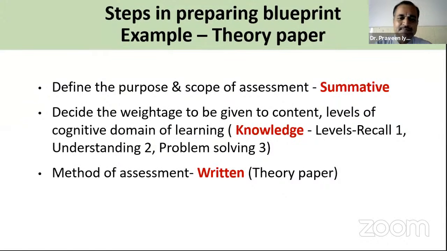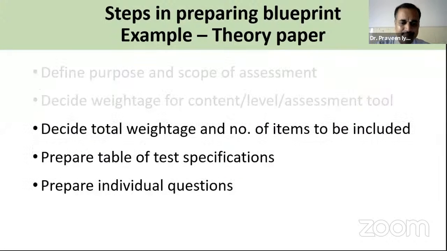So first step was defining the purpose and scope of assessment. Let's look at drafting a theory paper for a summative exam, that is a university examination. Then deciding weightage to be given to content levels, and we have chosen the cognitive domain of learning because we are using a written examination. So levels of cognitive domain, if we recall, as per Bloom's taxonomy, are 6 in number. However, the easier, shorter levels are 3. Level 1 is recall, level 2 is understanding, and level 3 is problem solving. So we will use these 3 levels of assessment of cognitive domain. And of course, the method of assessment chosen is a theory paper or written assessment. So let's look at an example.